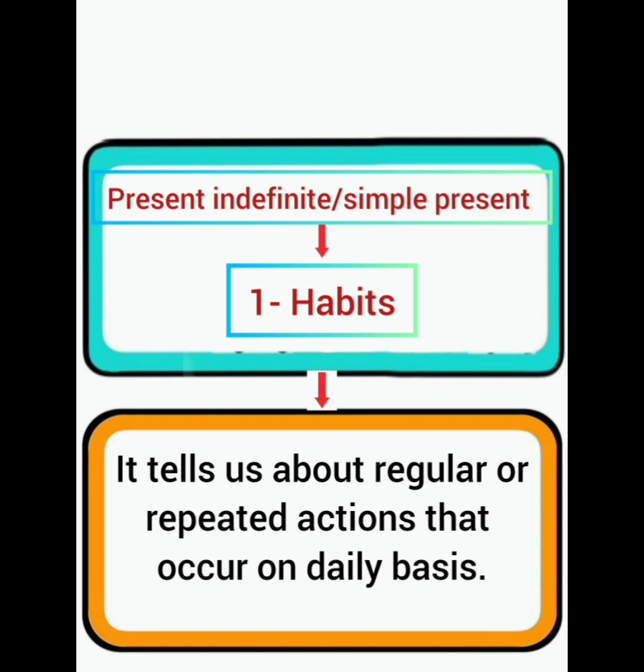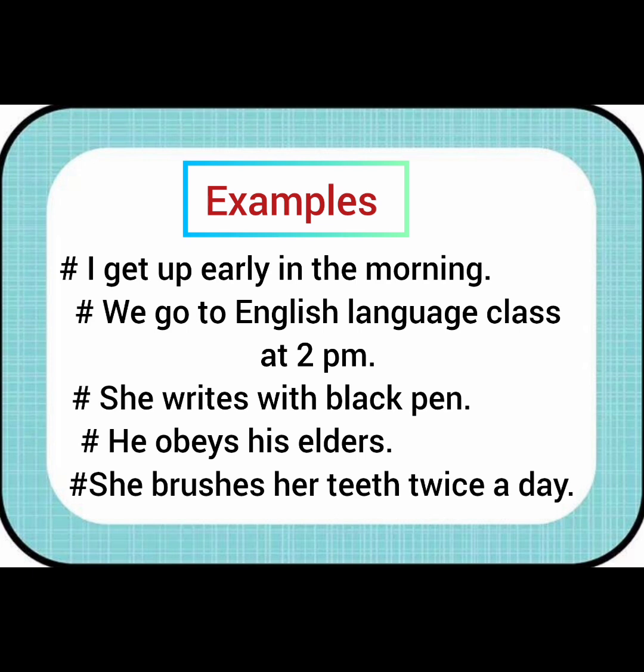For example, I get up early in the morning. This is my daily habit. We go to English language class at 2 p.m. She writes with black pen. He obeys his elders. She brushes her teeth twice a day.